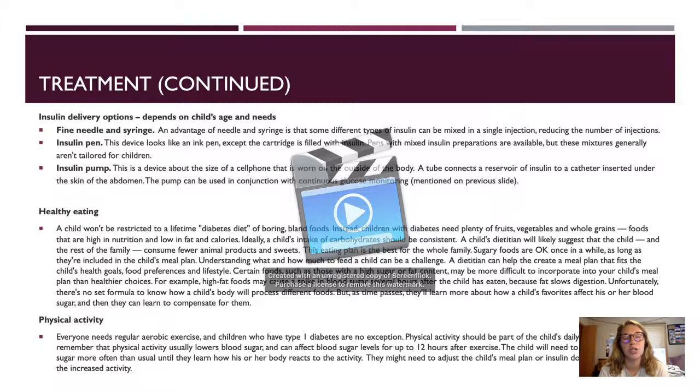This is especially important for new physical activity, such as taking up a new sport. They might need to adjust the child's meal plan or insulin doses to compensate for the increased activity.